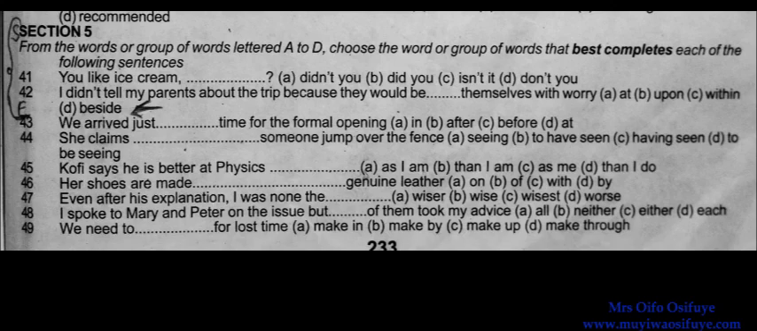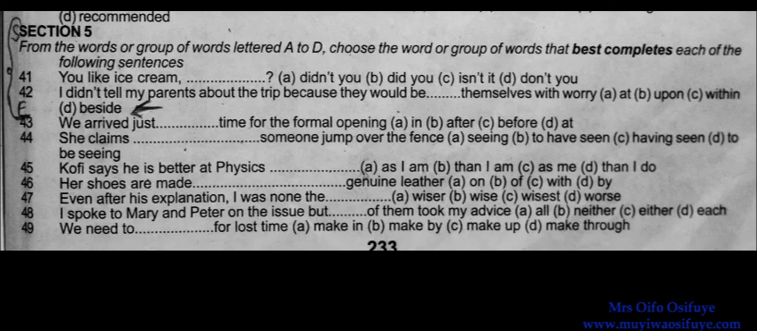Example 1: you like ice cream, dash. There's a question mark, so you'll be sure that the answers are going to be question-like. The options that we have here are A, didn't you? B, did you? C, isn't it? D, don't you?